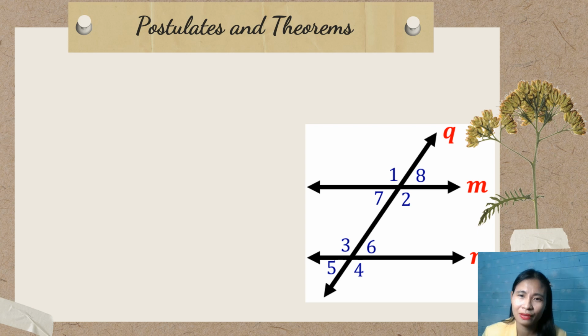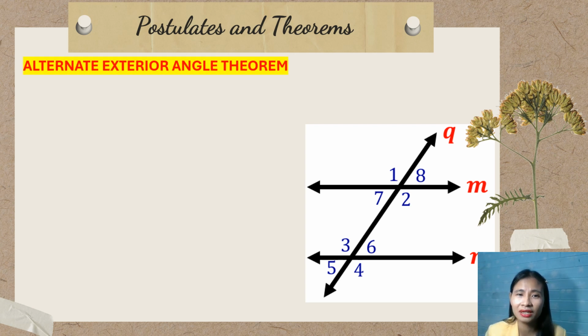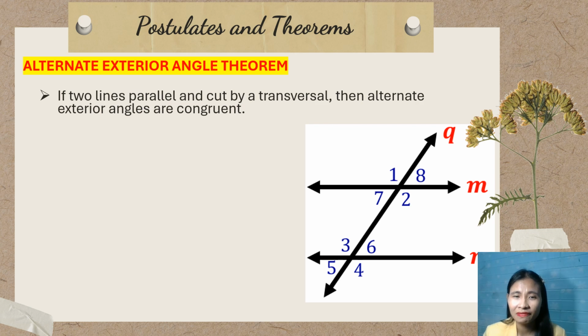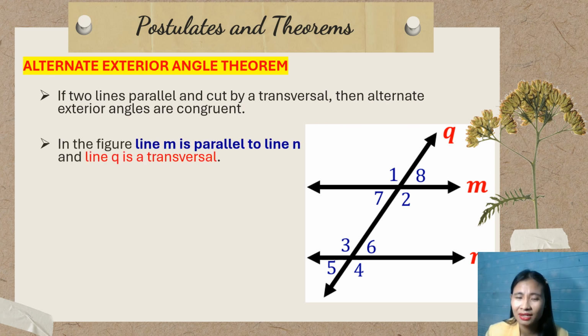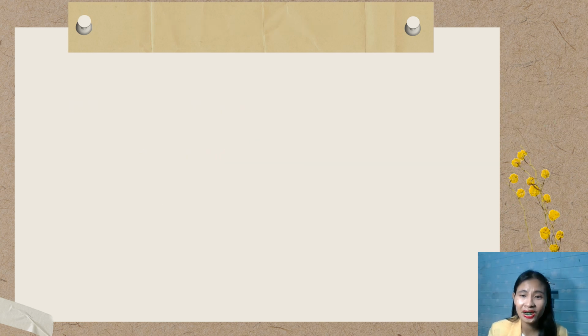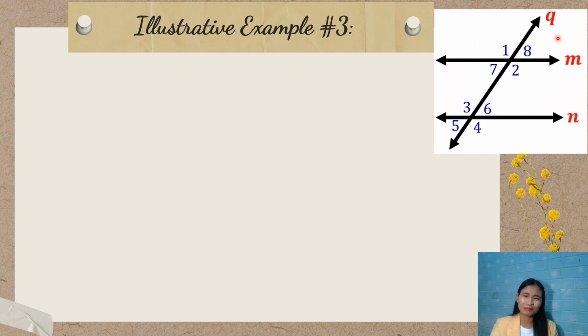Okay. We have here postulates and theorems. So when we are talking about postulates and theorems, we have here alternate exterior angle theorem. Humana si interior, so aray na sa tan exterior. If two lines are parallel and it's cut by a transversal, then alternate exterior angles are congruent. So we have here angle 1. So unsay ka-exterior ni angle 1? Si angle 4. And we have angle 5. Ang ka-exterior ni angle 5 kay si angle 8. Diba? Diretso siya.